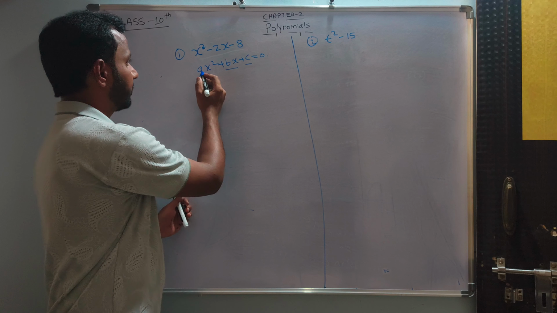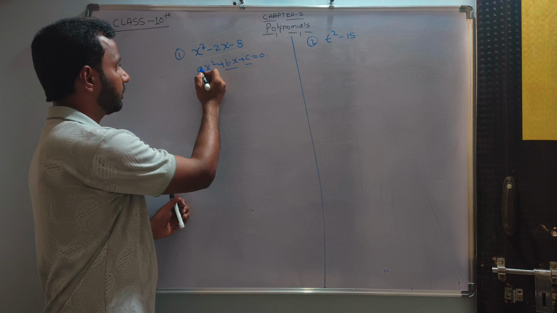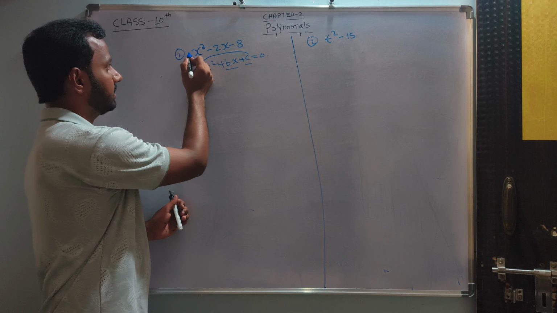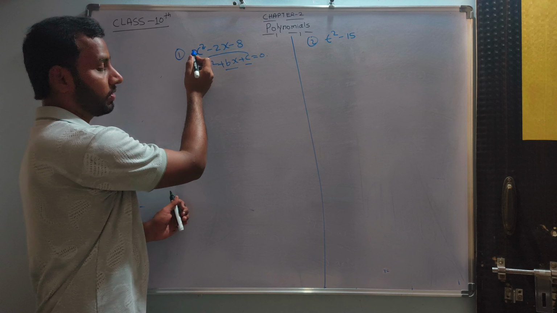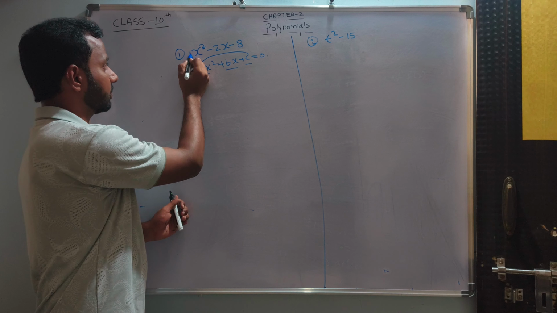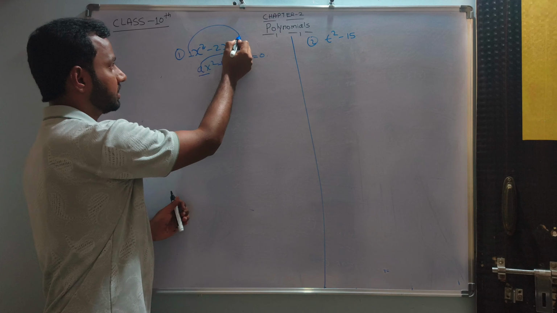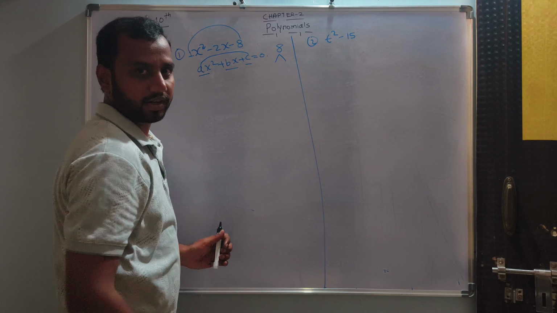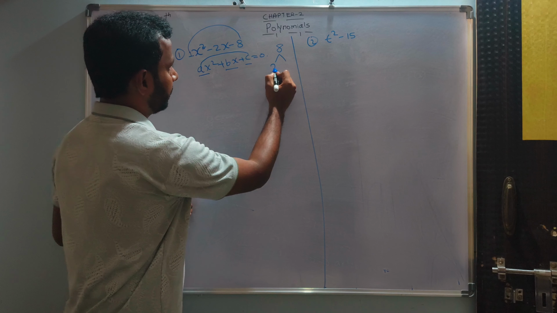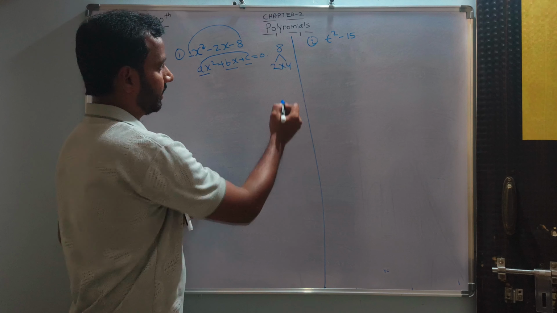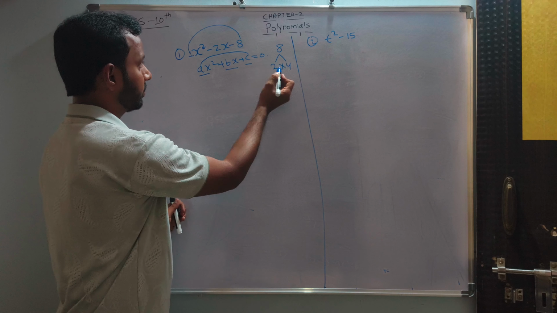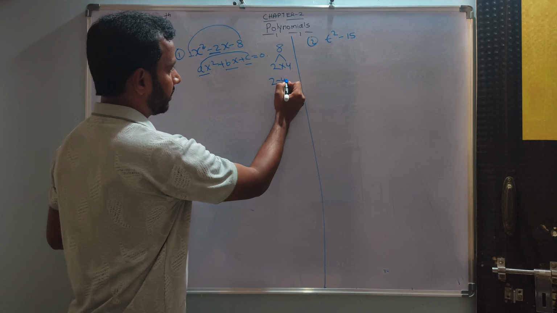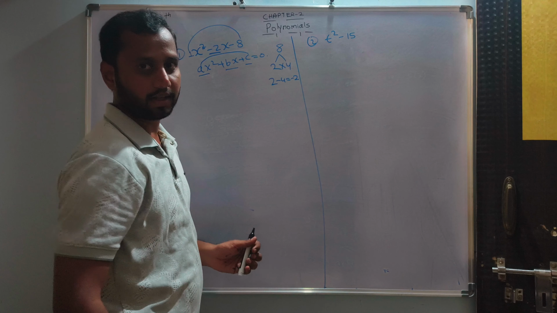These solutions can be found by multiplying the coefficient of x square with the constant term. Coefficient of x square is 1, with the constant term, 1 into 8 is 8. Now what are the factors of 8? 2 and 4 make 8. If I add or subtract these two numbers, I need minus 2. Then I can say 2 minus 4. If I subtract, then I will get minus 2.